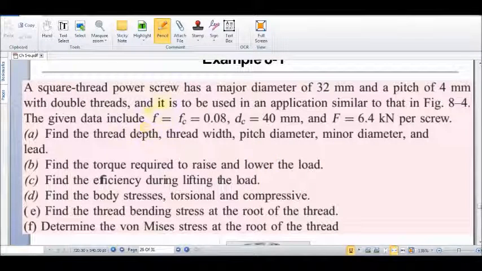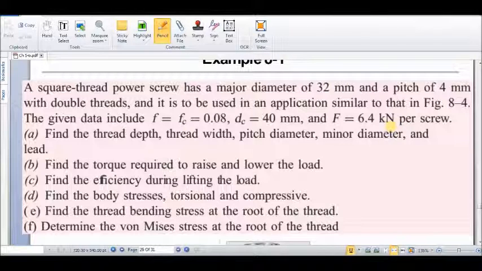The coefficient of friction between thread and nut is 0.08. Also, it is equal to the friction between collar and the nut. The mean diameter of the collar is 40 millimeter, and the load that needs to be transmitted is 6.4 kilonewton.